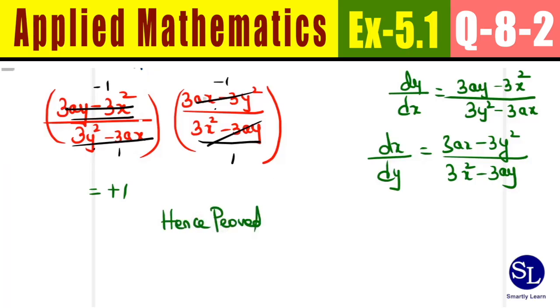If you feel this process is difficult, just take the minus sign outside and strike it out. You will still write the same answer. So that should not be a problem.